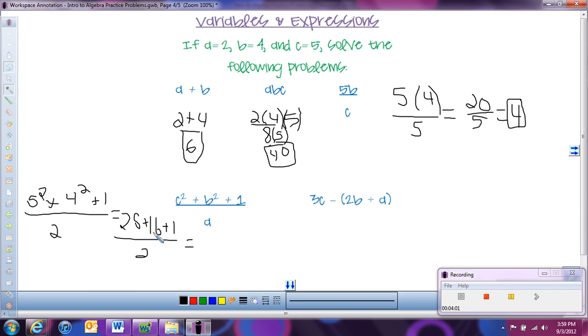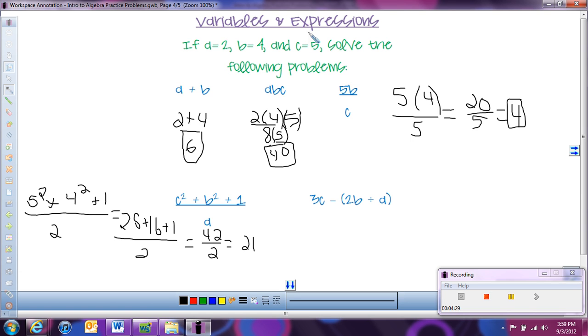25 plus 10 would give us 35. 35 plus 6 will give us 41. 41 plus 1 more is 42. I just kind of did that in my head, shortcut way. If you need to, you could write that down. All of that divided by 2. 42 divided by 2 will give us 21. So lots of steps in there, just following our order of operations.